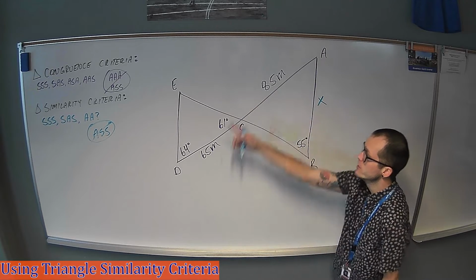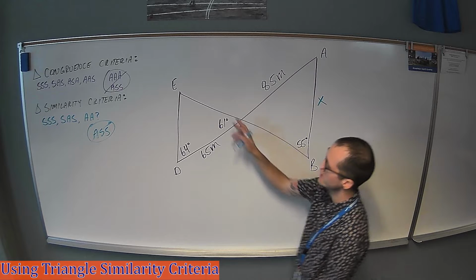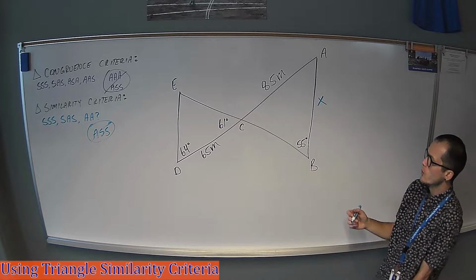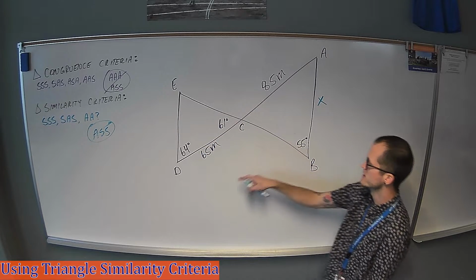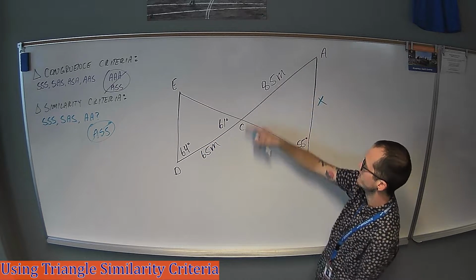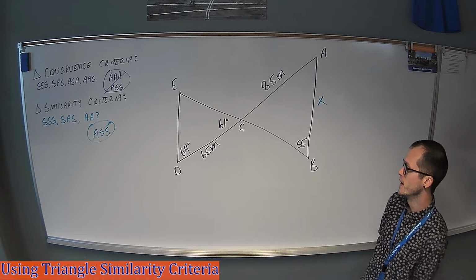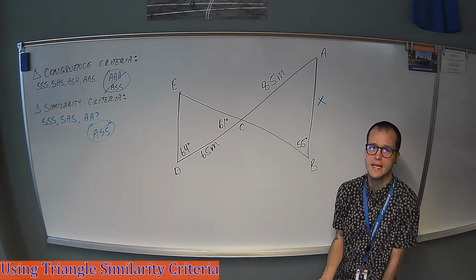Okay, so here's what we have. We have these two triangles, ABC and then ECD or EDC. And we know some things. We have a 64-degree angle, a 61-degree angle. This length here is 65 meters. This length here is 85 meters. This is our unknown, we're going to try to find this x. And then we have a 55-degree angle. So our task here is to solve for x. We want to find the length of AB.